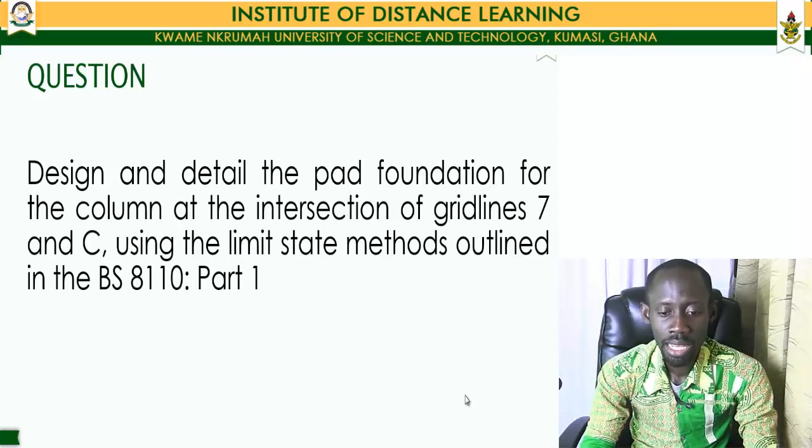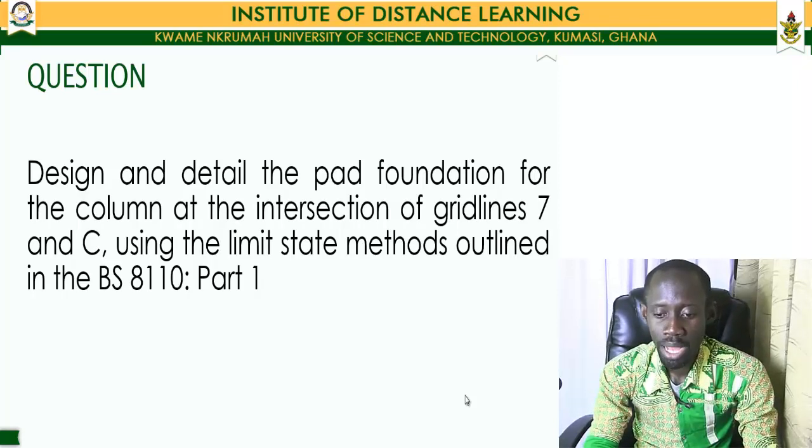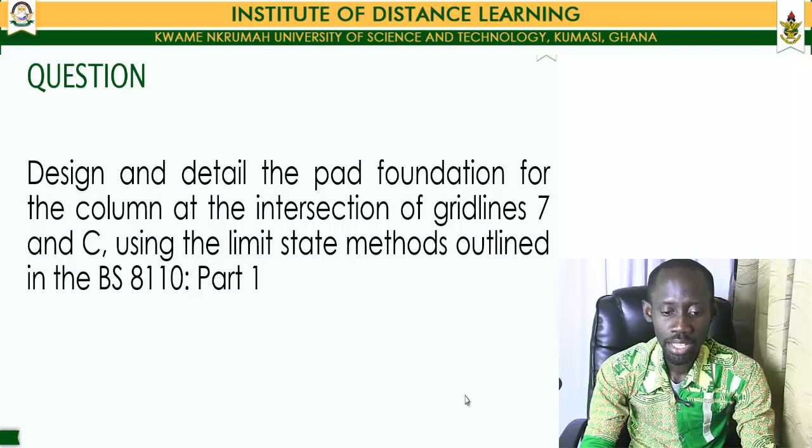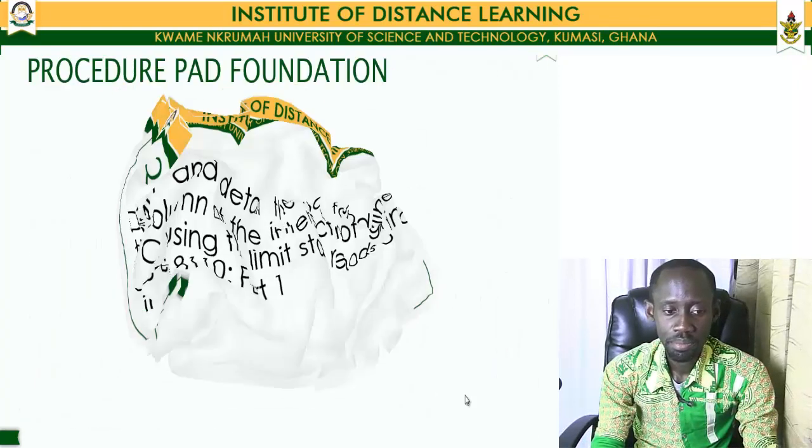Our question says to design and detail the pad foundation for the column at the intersection of grid lines 7 and C using the limit state method as outlined in BS 8110 Part 1.